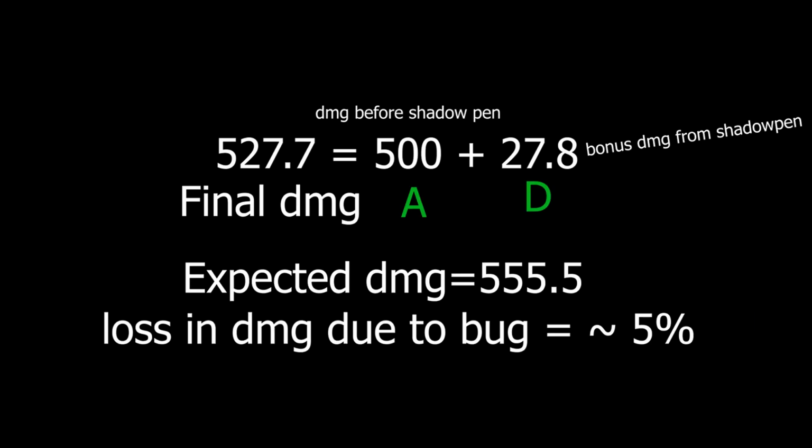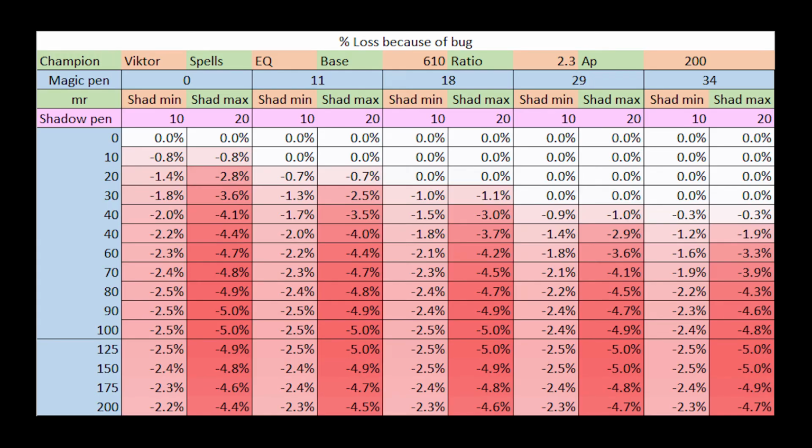Overall we can take this D value, add it to our A value. So we have this bonus from Shadow reduced by MR plus the damage without Shadowflame Pen, and we lose about 5% damage. It's not great. This 5% damage loss is kind of the worst case scenario and happens around 90 to 100 MR.